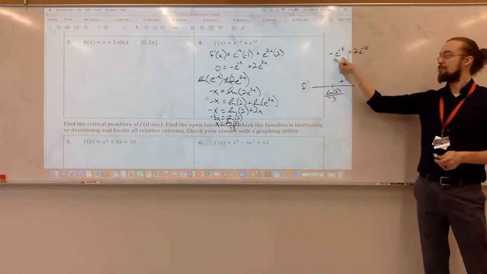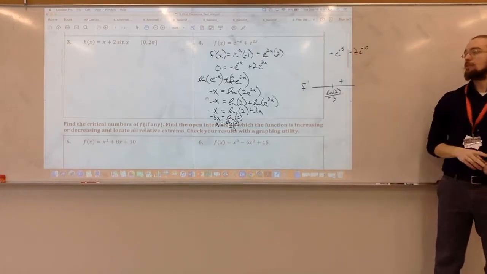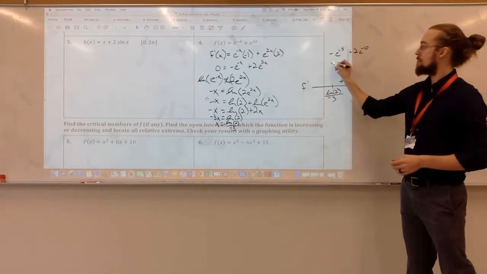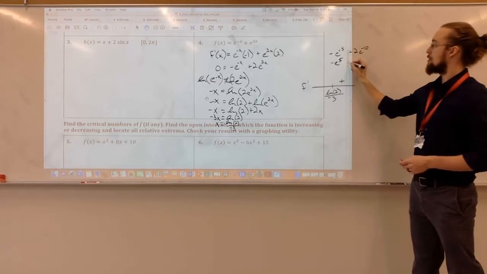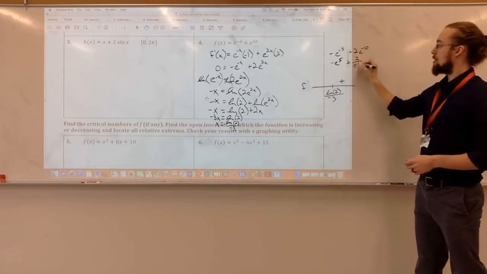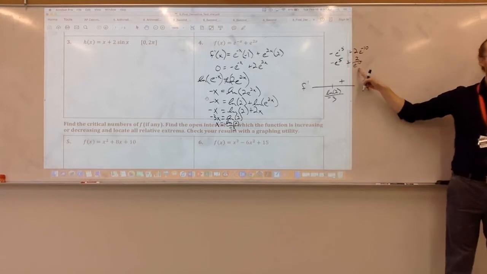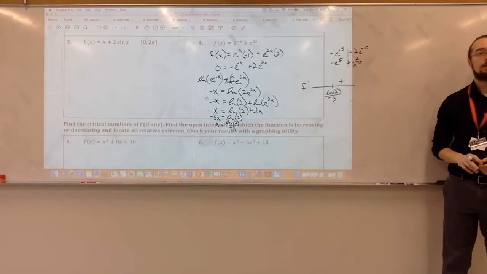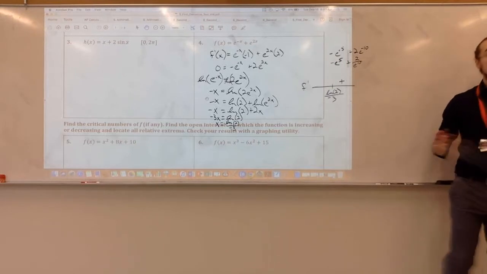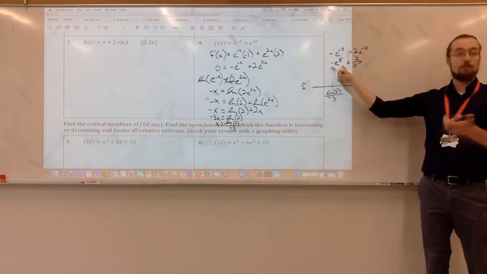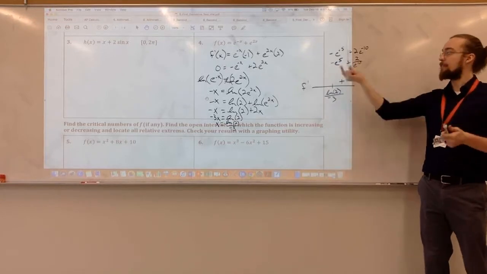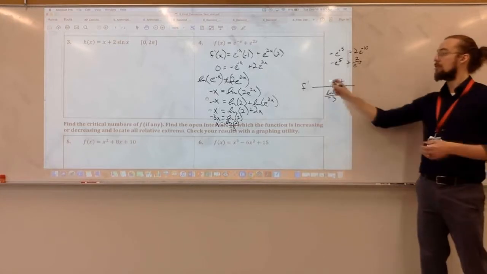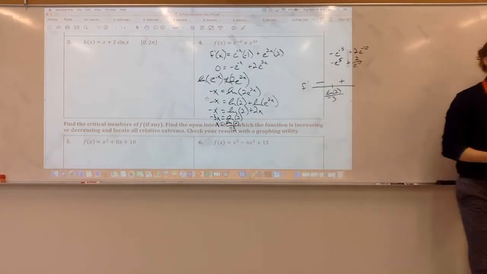Is e to the positive 5th bigger or smaller than 2 times e to the -10th? Right. This is the same as -e to the 5th plus 2 over e to the 10th. This is going to be a really small number, 2 over e to the 10th. So we're going to have a fairly large negative number plus a really small positive number. So that's going to get me a negative number overall.